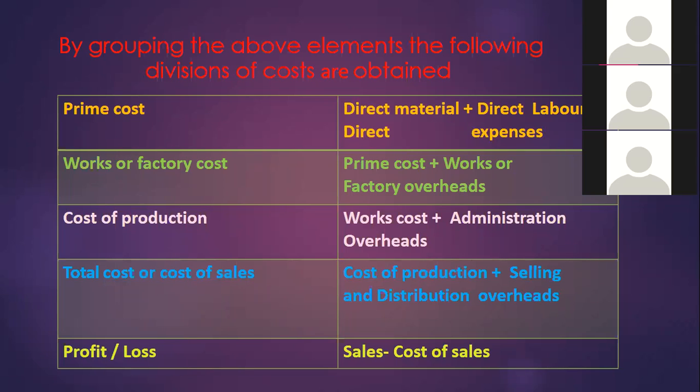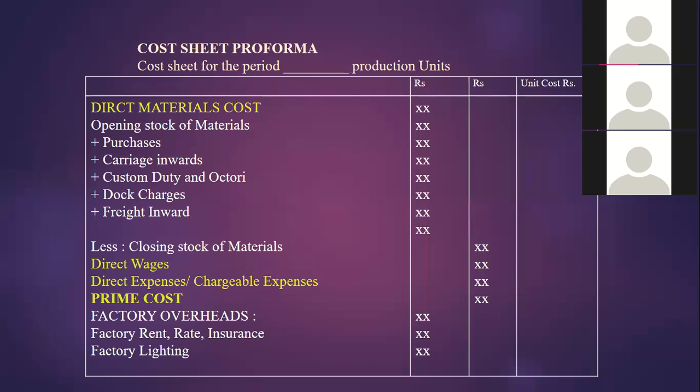Now the same format I have discussed in detail, showing what elements are included in the main heads. For direct material, it includes opening stock of material plus purchases plus carriage inward plus custom duty, octroi charges, dock charges, and freight inward. Out of this, you have to deduct closing stock of material. You will get the direct material or net direct material. Is this clear, everyone? This we also call raw material consumed, if you remember.